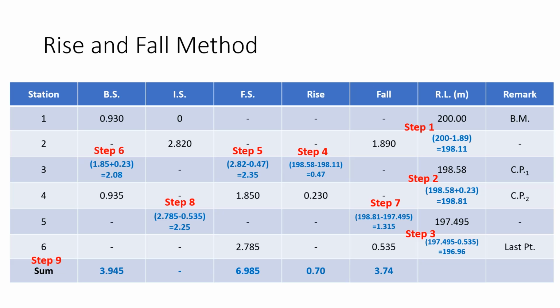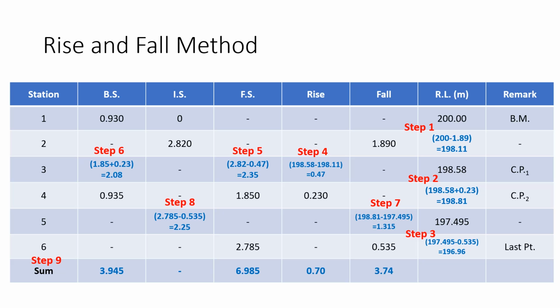Subsequently, for station 4, yes, it is a rise in station 4. So you use the station 3 reduced level plus the rise in station 4. And for the last station, I believe now you know how to do it. We use the 5th station reduced level minus the fall in the 6th station. Well done, everyone.